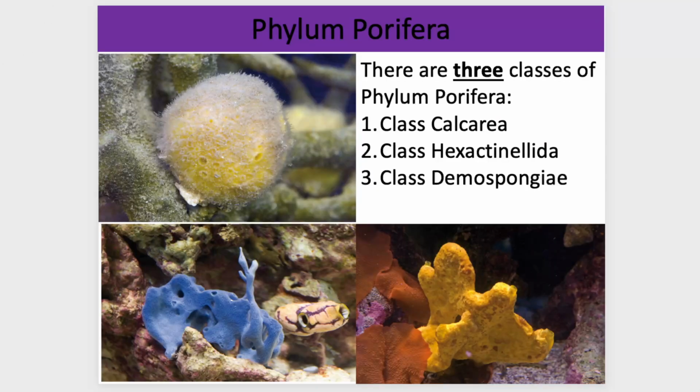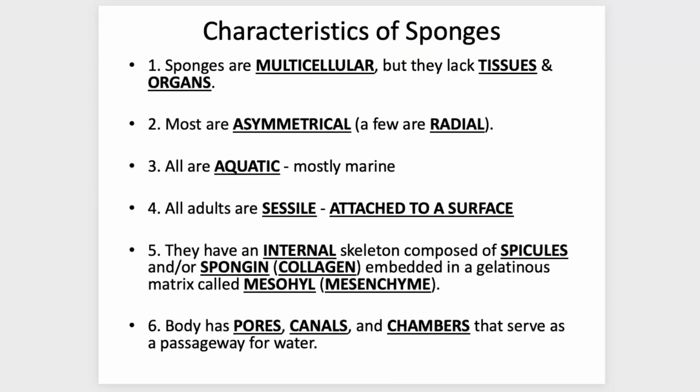So the phylum we'll be looking at first is going to be the Porifera. And there are three classes of the phylum Porifera. Number one is going to be Calcarea. Number two is going to be Hexactinellida. And number three is going to be Demospongiae. These are the three classes under the phylum Porifera. And of course, this will be the sponges.